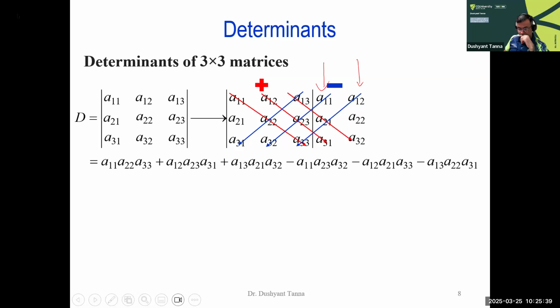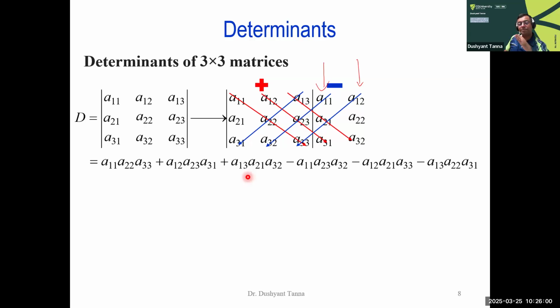Plus A11, A22, A33, that's this element. Plus A12, A23, and A31, that's the second element. A13, A21, and A32. The principal diagonal elements are multiplied together and added.